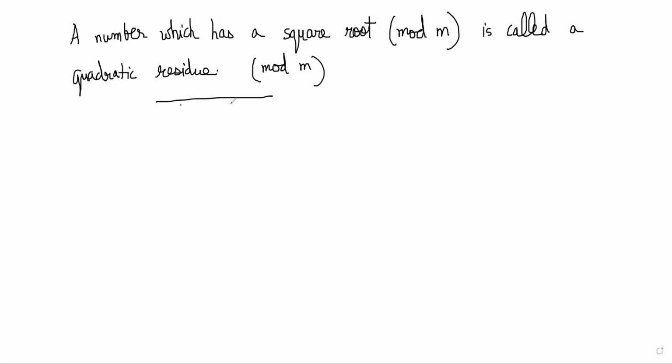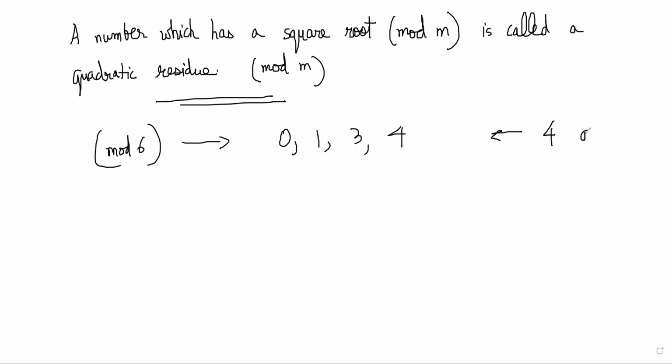So basically the idea is pretty simple. When we worked in mod 6, how many quadratic residues are possible? We had 0, we had 1, we had 3, and we had 4. So there were 4 quadratic residues mod 6. And 2 and 5 were not possible. 2 and 5 were not quadratic residues in mod 6.